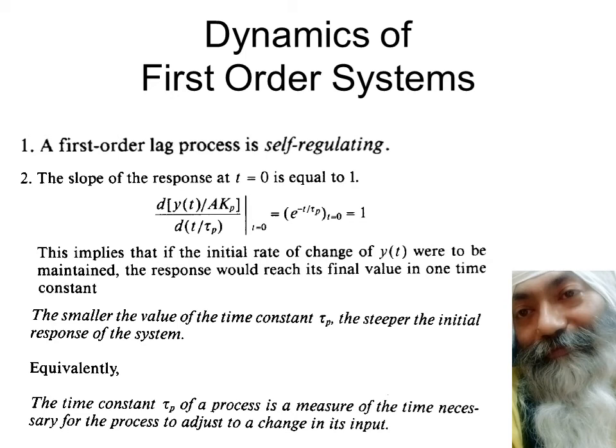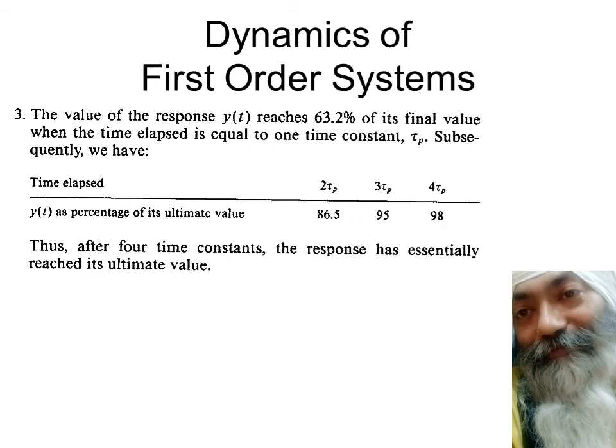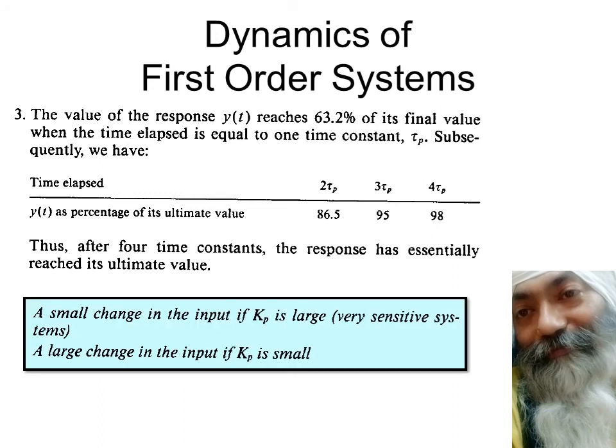Again, 63% in first tau p, 85% in the second tau p, 95% in the third tau p, and almost final value, 98%, in the fourth tau p. After that we don't care much. What is tabulated over here? 63.2% and 86.5%. These are the approximate figures I've given you in first tau p, second tau p, third tau p, and fourth tau p.